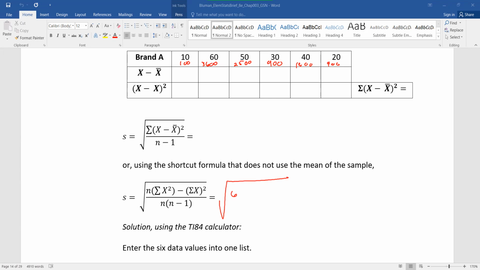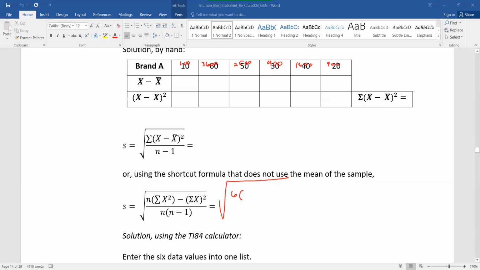So we get 9,100 minus, now this is kind of different. You have to add them all up and then take that result and square it.